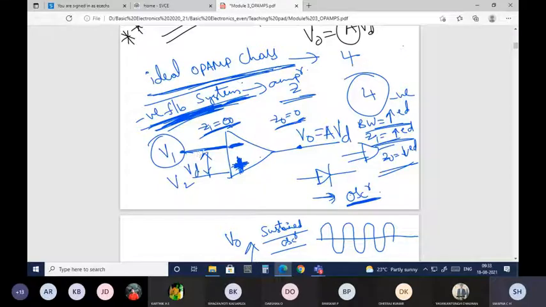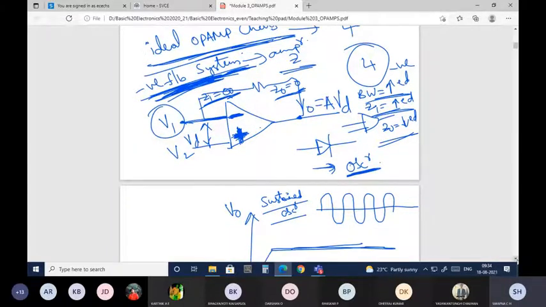These are some parameters related to the op-amp, and for the amplifier circuit we will always take negative feedback. In order to achieve the proper amplification, we'll go with the negative feedback. So these are the few things that you need to note down.